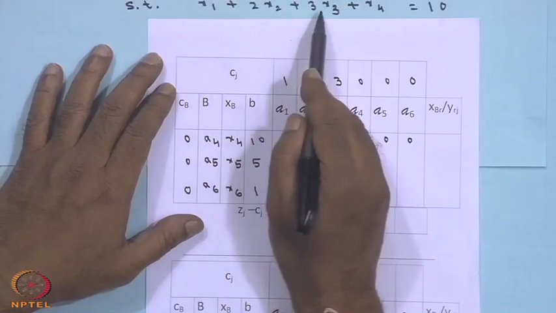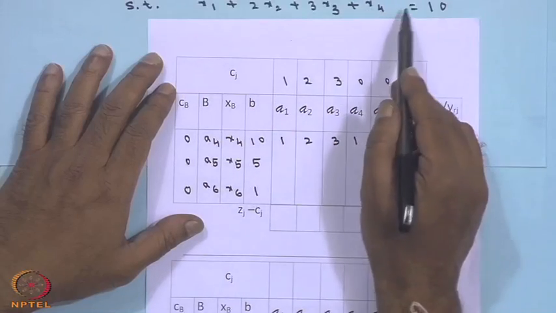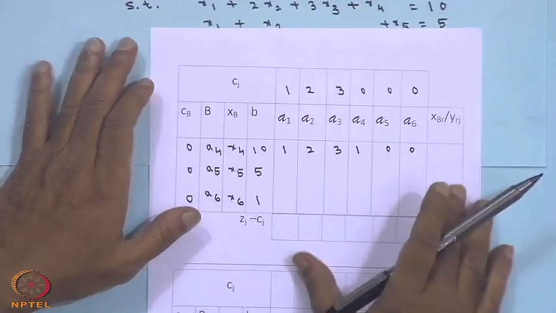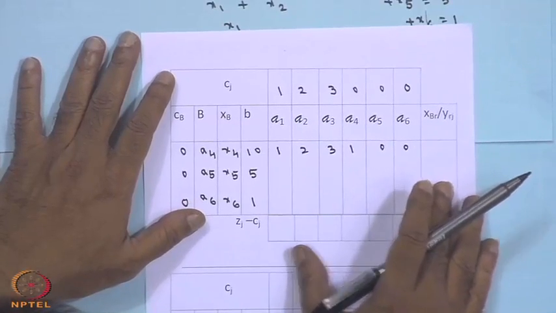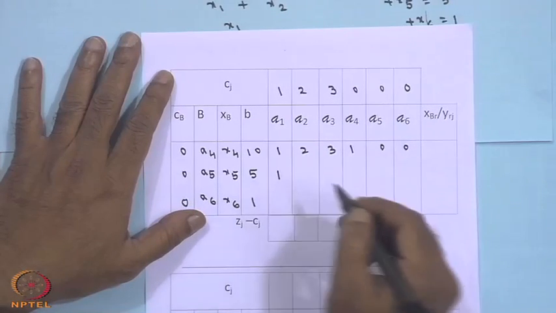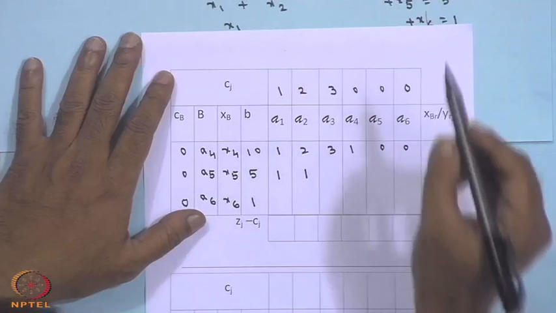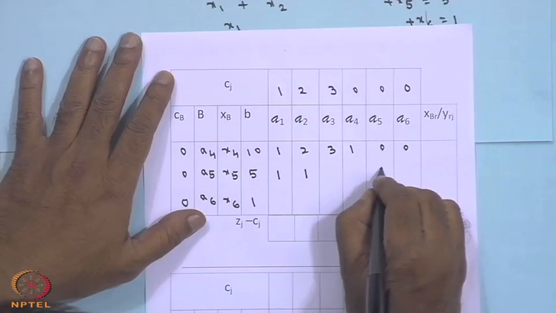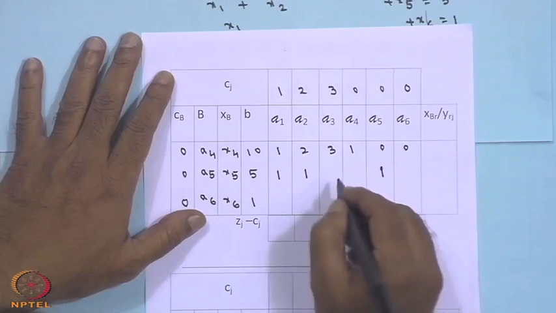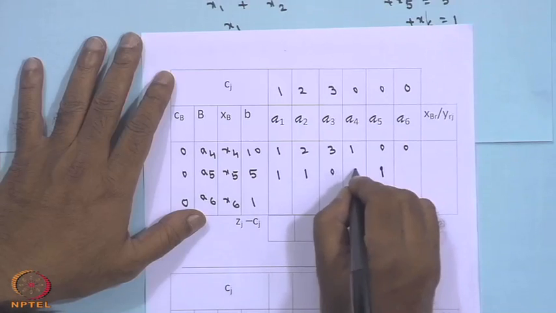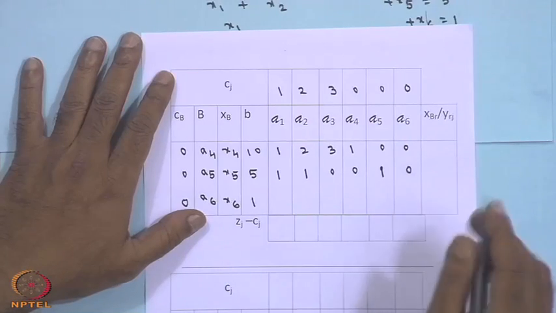1, 2, 3, 1, the coefficients of x 5 and x 6 are 0. Similarly, for the next one, for x 1 the coefficient is 1, for x 2 the coefficient is 2 and for x 5 the coefficient is 1. All other coefficients are not there.